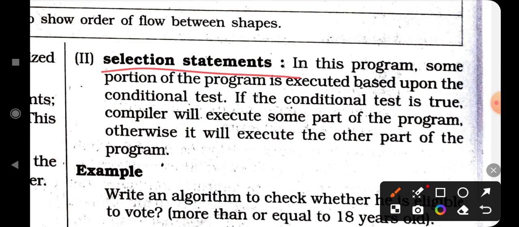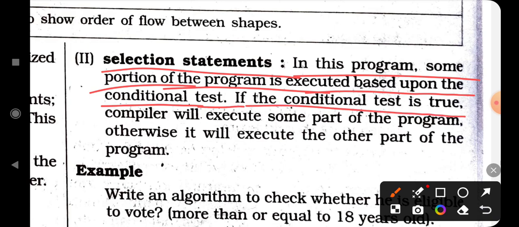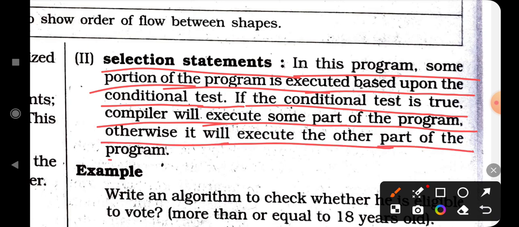Selection statement. In this type, some portion of the program is executed based upon a conditional test. If the conditional test is true, the compiler will execute some part of the program. Otherwise, it will execute the other part of the program.